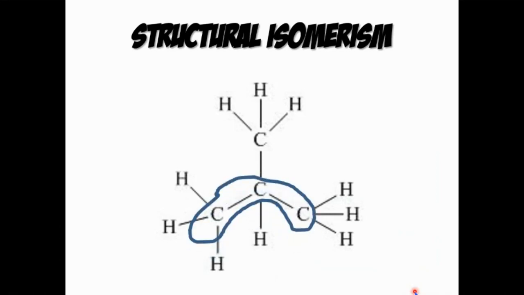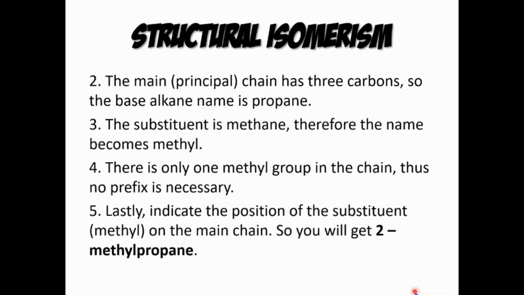Just like this, ayan, nakita natin yung kanilang parent chain, or principal chain, or main chain. So next, number 2, the main or principal chain has 3 carbons. So the base alkane name is propane. So the substituent is methane.